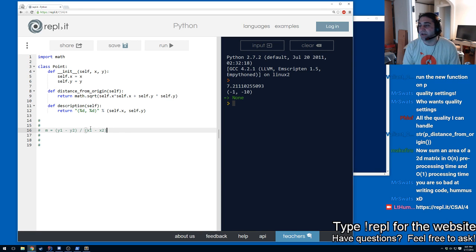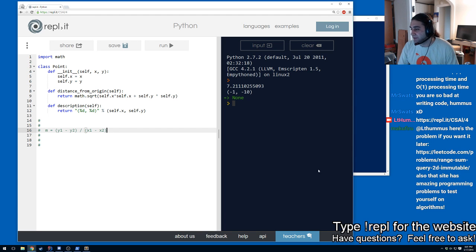So let's see, go ahead and write that. You can use my repo that I pasted in the link as a template. Show me what you got.